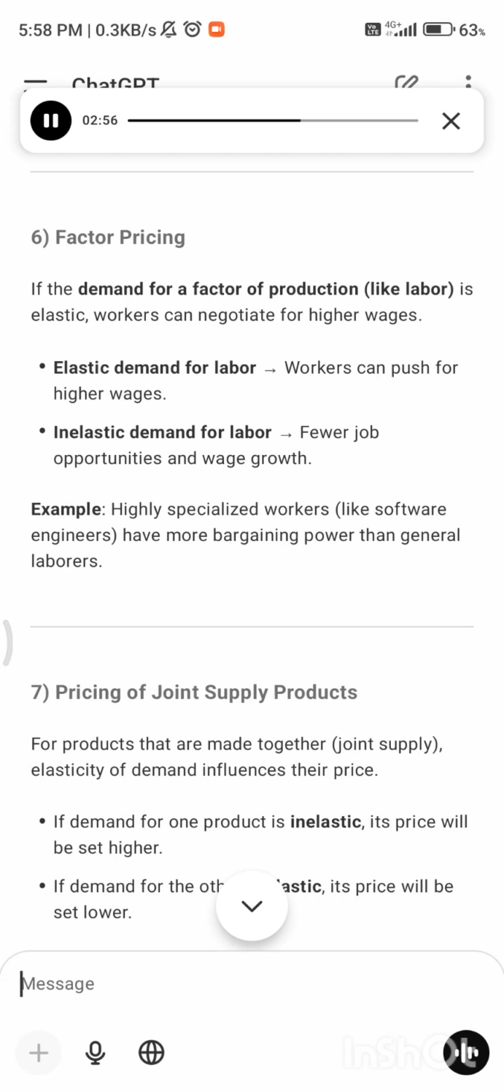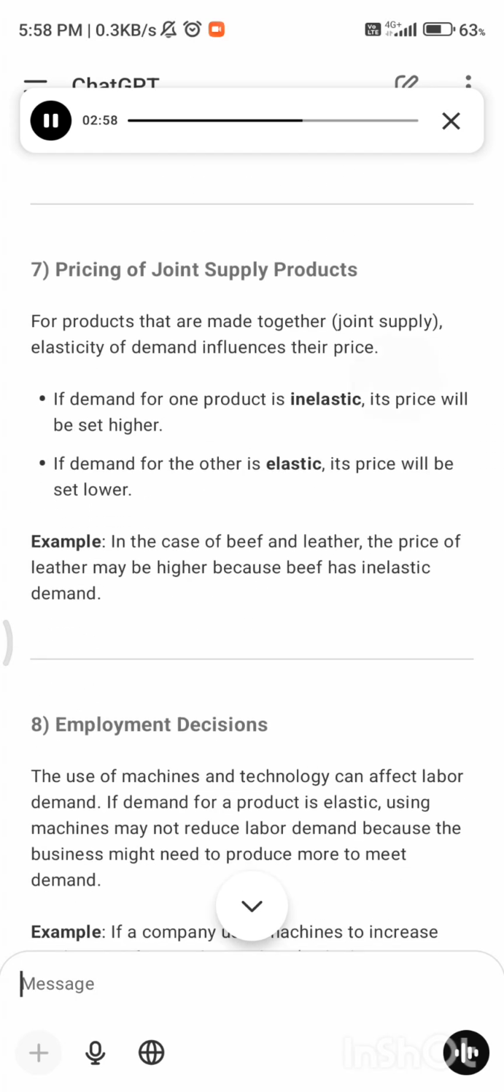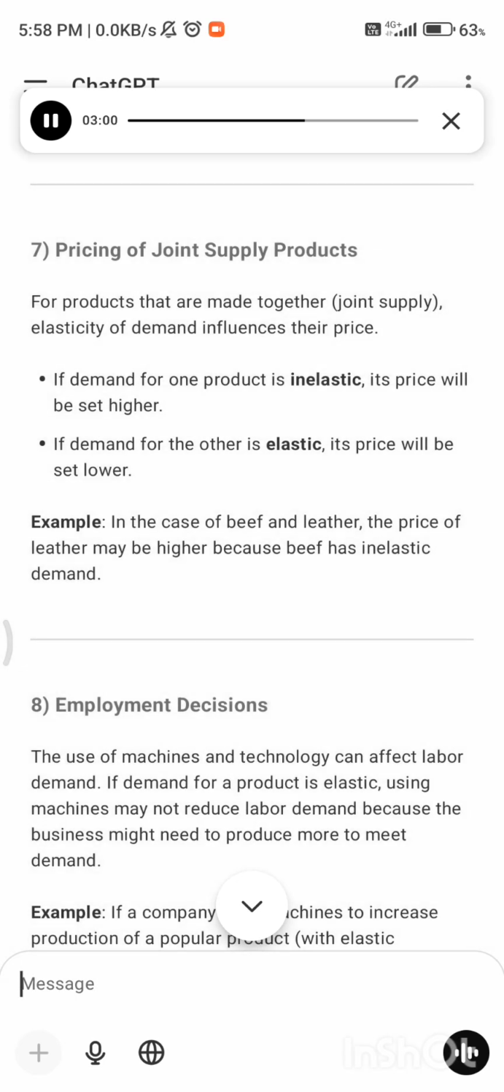7. Pricing of joint supply products. For products that are made together, joint supply, elasticity of demand influences their price. If demand for one product is inelastic, its price will be set higher. If demand for the other is elastic, its price will be set lower. Example, in the case of beef and leather, the price of leather may be higher because beef has inelastic demand.